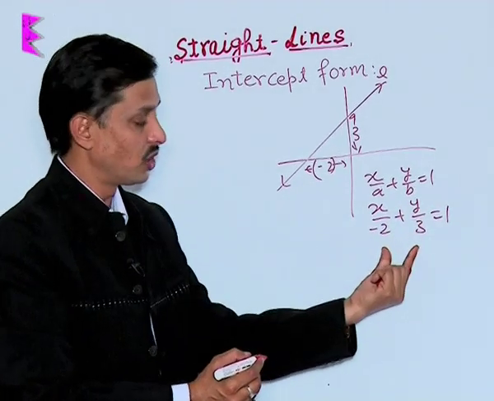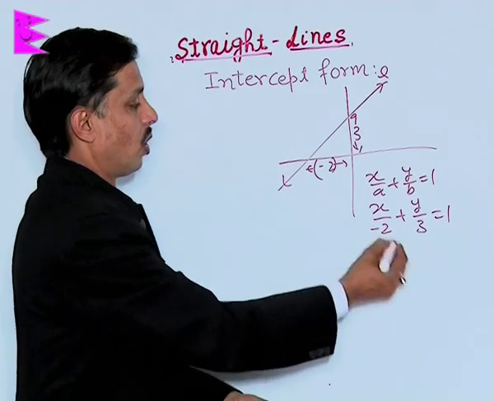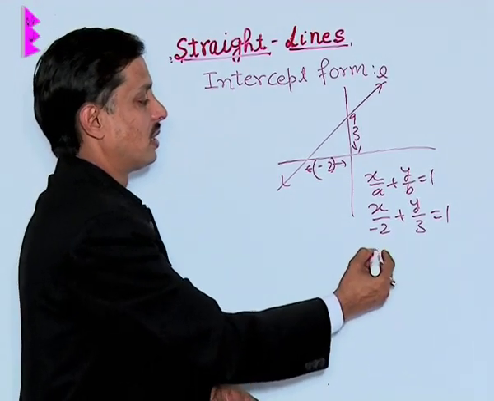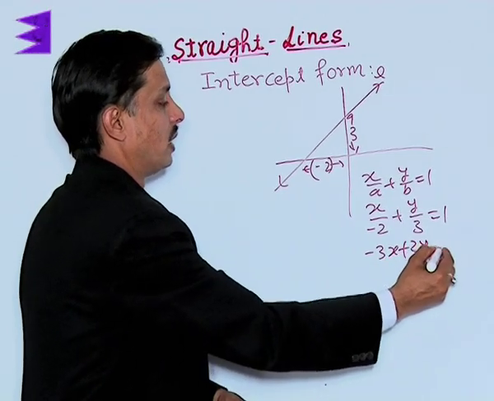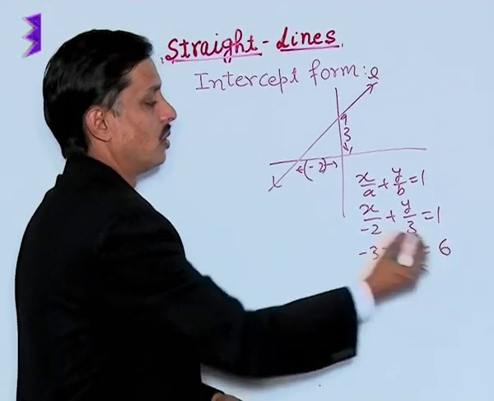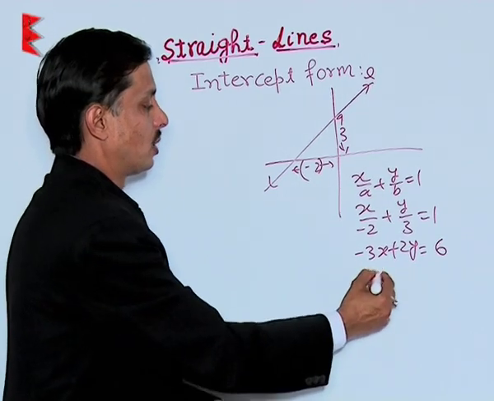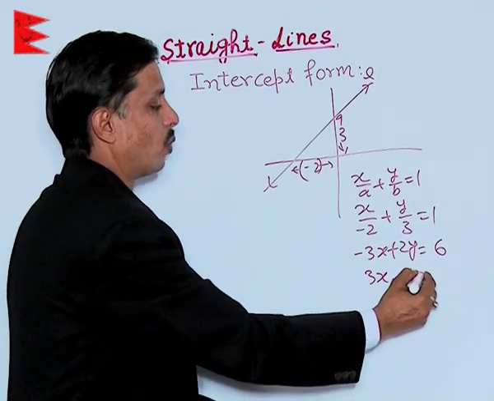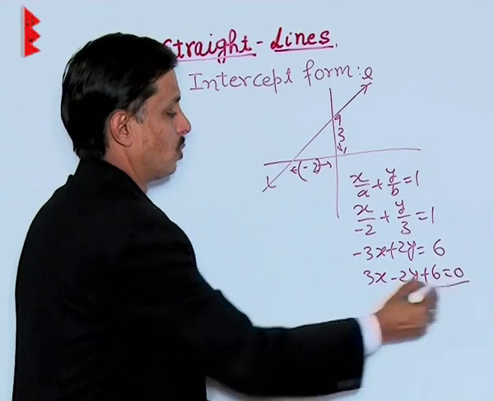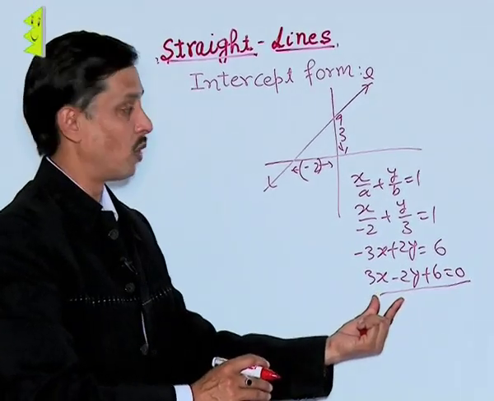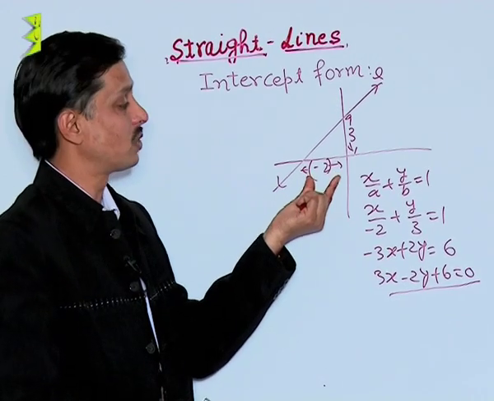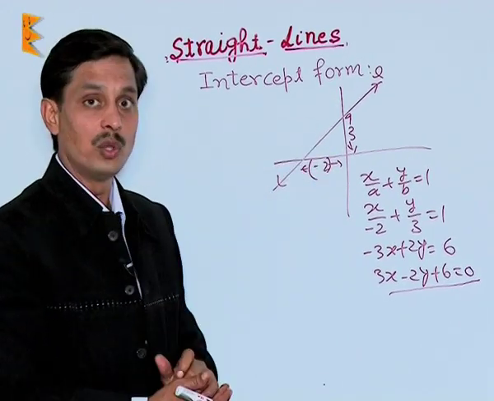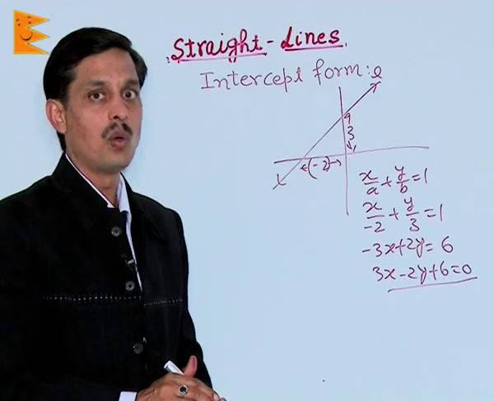This is the equation of the line, or we can simplify, we can say it will be -3x plus 2y is equal to 6, or we can say 3x minus 2y plus 6 is equal to 0. This is the most simplified form of the straight line if it cuts off intercepts of -2 and 3 units on the x-axis and y-axis.